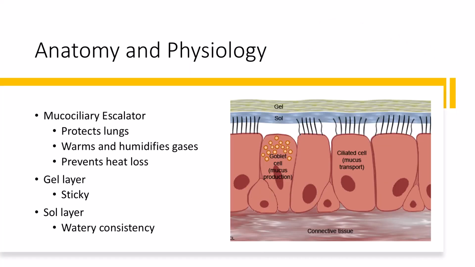The mucociliary system, or mucociliary escalator, consists of the mucosal blanket that lines the airways from the naso and oropharynx to the terminal bronchi. It also includes the cilia, which propel the mucus up the airway.